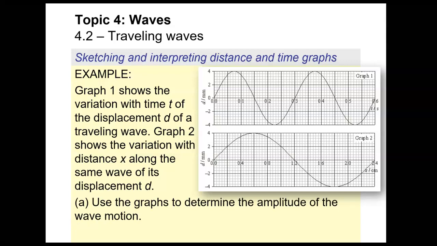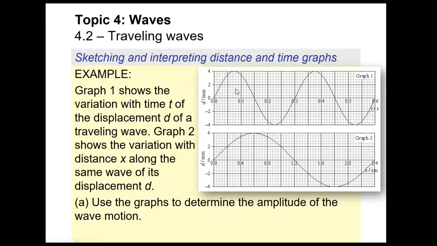The first question says, use the graphs to determine the amplitude of the wave motion. Remember that amplitude is defined as the maximum distance from equilibrium. Amplitude is never a negative number, it's always positive, unlike displacement. Some people get confused between amplitude and displacement. For a wave like this, amplitude is a constant and always a positive value, whereas displacement is what's being measured on the y-axis.